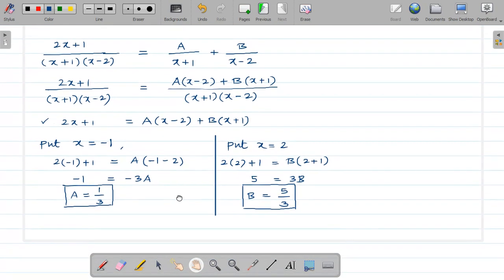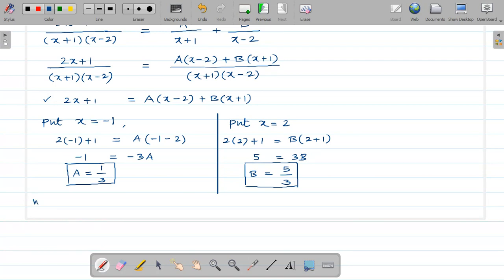So after getting the value of a and b, mathematically we can express 2x plus 1 upon x plus 1 into x minus 2 as 1 upon 3 upon x plus 1 plus 5 upon 3 upon x minus 2. So by using the partial fraction method, the proper rational function is converted into the partial form as 1 upon 3 upon x plus 1 plus 5 by 3 upon x minus 2.